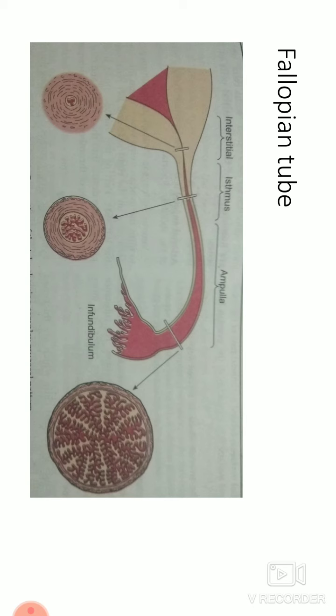and it has a serous layer of peritoneum, the muscular layer, which has outer longitudinal and inner circular layers, and mucous membrane. It is lined by columnar epithelium, which is ciliated. Its function is to transport gametes and facilitate fertilization.